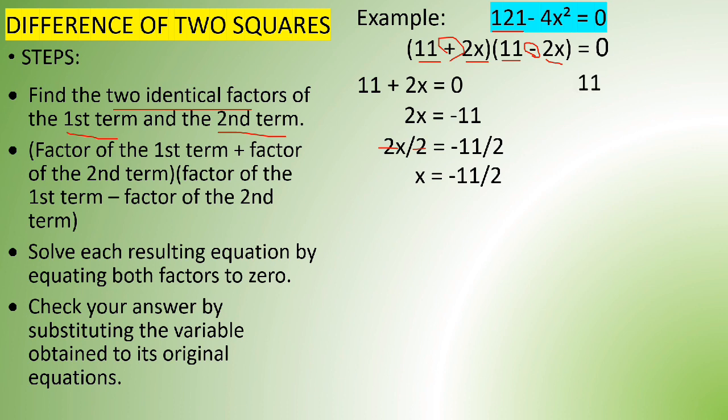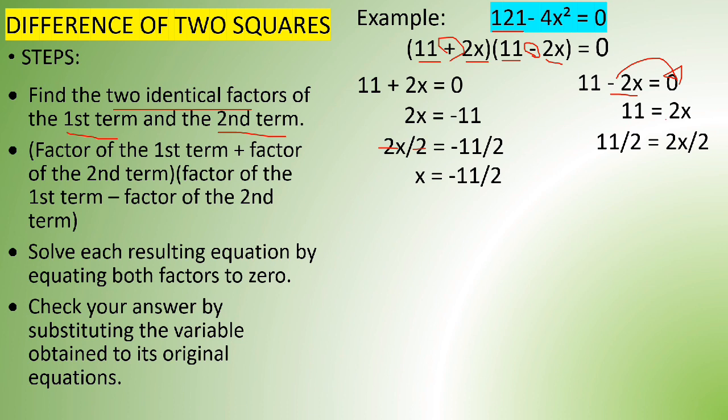At yung isa naman, syempre, 11 minus 2x equal to 0. Ganun din ang steps. Ilipat na lang natin si negative 2x since siya ang negative para maging positive siya, kasi si variable, hindi siya pwedeng maging negative. So, ililipat natin si negative 2x over equal sign, magiging positive na siya. So, meron na tayong 11 is equal to 2x.